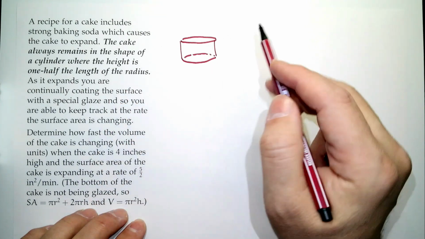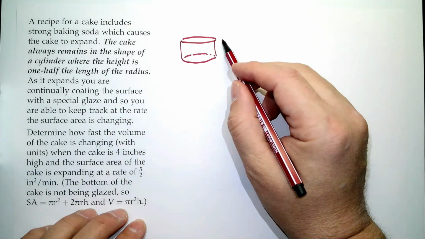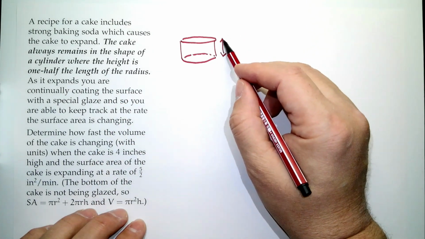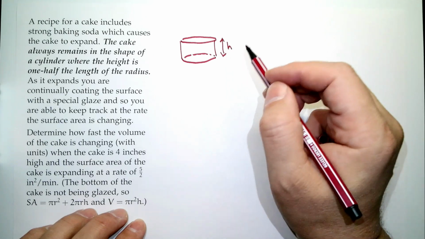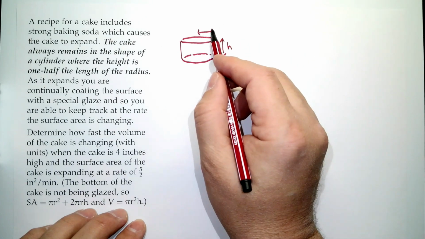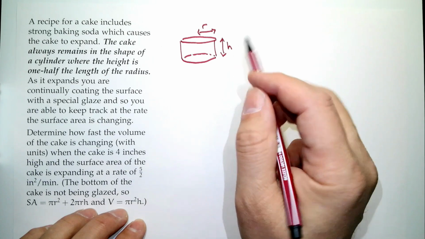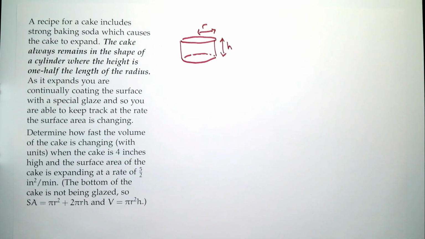The height is 1/2 the length of the radius, which means that our picture is already bad, but that's okay. We have the height, and we have the radius, and the height should actually be much shorter. It's a very short cake here. Now, as it expands, you are continually coating the surface with a special glaze. And so you're able to keep track of the rate the surface area is changing.